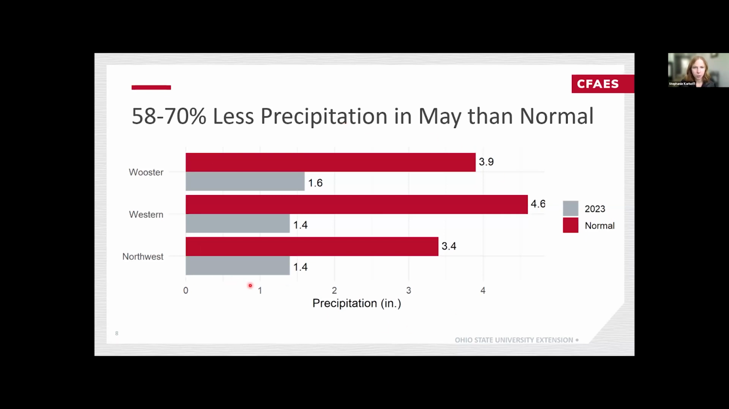So right here, I've just got some weather station data from the three locations, Worcester, Western, and then Northwest research stations. So let me move this real quick. In gray, we have our precipitation from 2023 for the month of May compared to our normal precipitation that we receive in May. So you can see that we had 58 to 70% less precipitation in May than normal. And what that means is we didn't have much seedling disease probably because of those dry conditions. So remember that disease triangle, we didn't have the environment that was conducive for those pathogens to start causing disease on our corn plants.